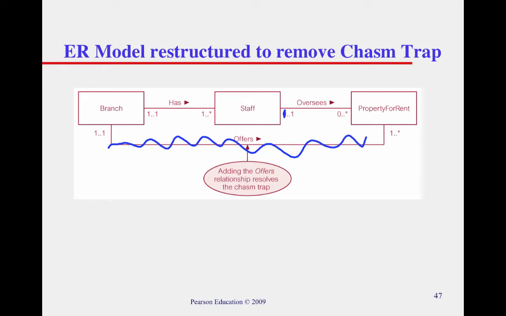Now that 0 is replaced with a 1. There's no chasm trap anymore. So my point is, the book didn't explore every possible way to resolve a chasm trap. They showed you one way which introduces an inconsistency problem into your database. Okay, this is another way.